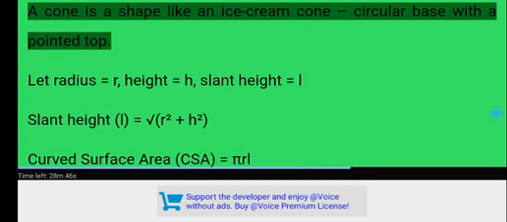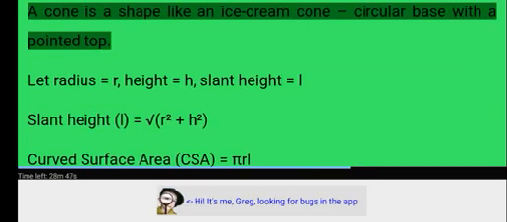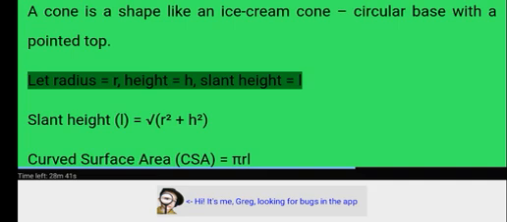3. Cone. A cone is a shape like an ice cream cone, with a circular base and a pointed top. Let radius equal R, height equal H, slant height equal L.